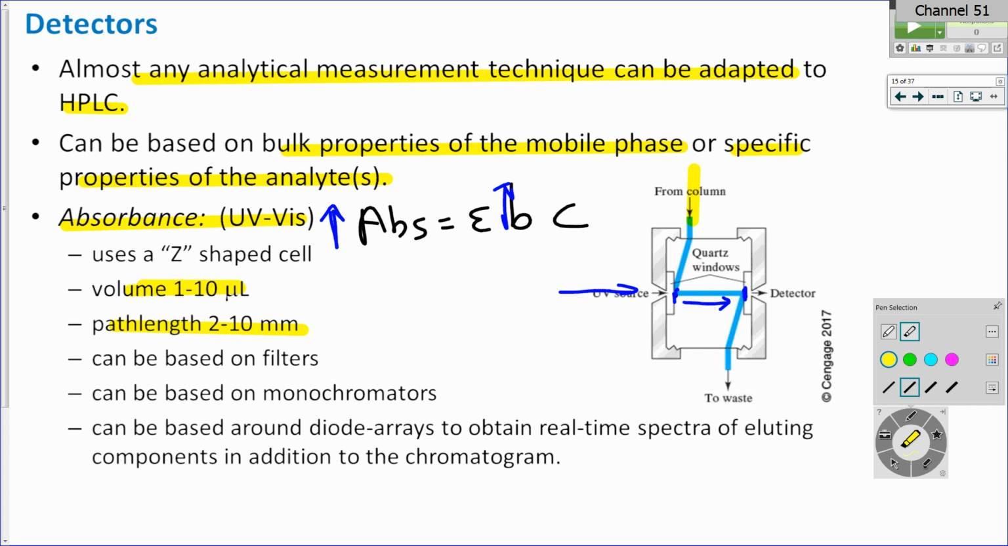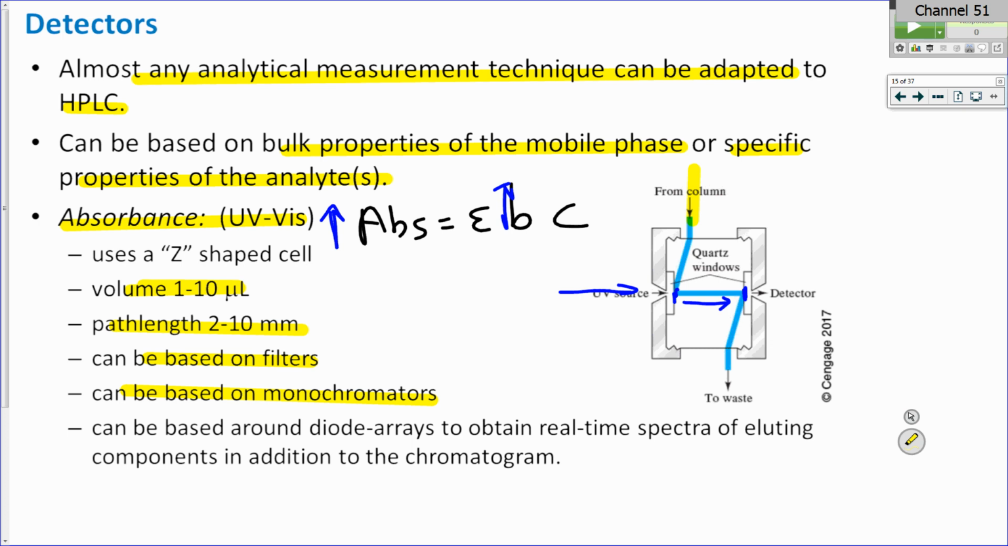Now you can get cheap ones that cost a couple of thousand dollars that are filter based. If you want to do protein work, commonly you go after 254 nanometers or 280. You can get a UV lamp, isolate that with an interference filter, and you can get a detector for a few thousand dollars. More commonly, they're going to be monochromator based, and depending on the quality of the monochromator, you're talking about a detector that's maybe $5,000 to $6,000, to a diode array system that's going to be $15,000 or more.